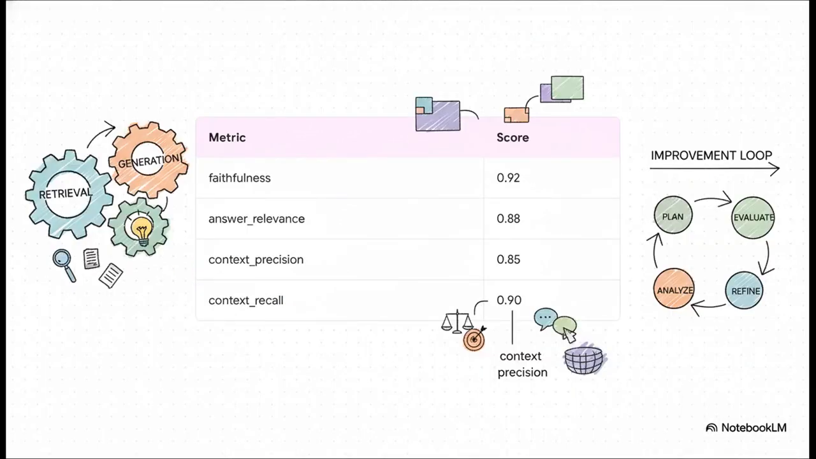It's like a report card for your RAG system. Ragas actually uses LLMs to score your answers, giving you this clean, quantitative dashboard. You can see at a glance, hey, our faithfulness is at 0.92, that's awesome. But context precision is at 0.85, maybe we can improve that. It gives you a precise target for what to fix next.